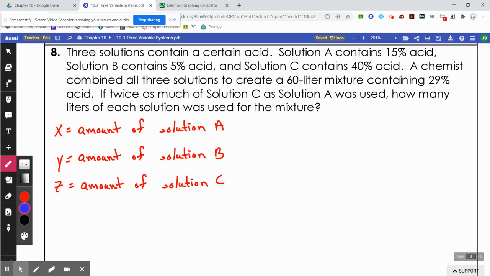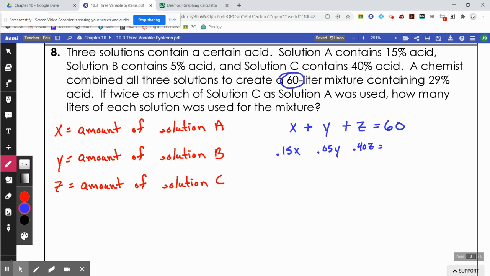So now let's try to figure out 3 equations here. We know that there's a 60-liter mixture, so the amount of X plus the amount of Y plus the amount of Z has to add up to 60. Solution A contains 15% acid, B 5%, and C 40%, and we want to combine it to make a 29% solution. So we've got to be a little bit careful with this. So 15% of solution A is acid. 5% of solution B is acid. And 40% of solution C is acid, so 0.40 times Z tells you how much acid.